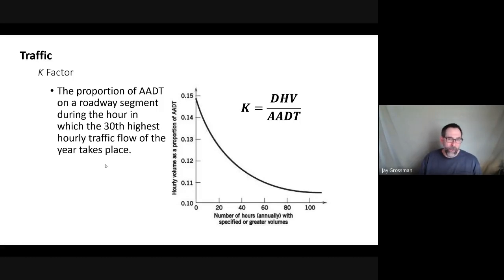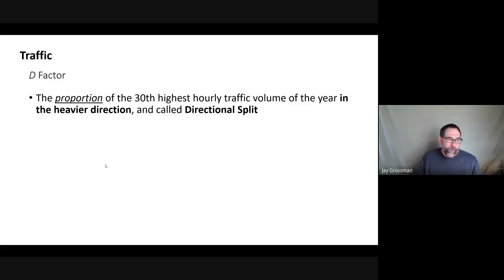So our K factor was our peak hour factor. Technically it's defined as the 30th highest hourly volume. The D factor is our directional split factor. It's what proportion is going in the predominant direction. In the morning, it's usually headed into town. In the afternoon, it's headed back out of town. All right, so that's what the D factor is.